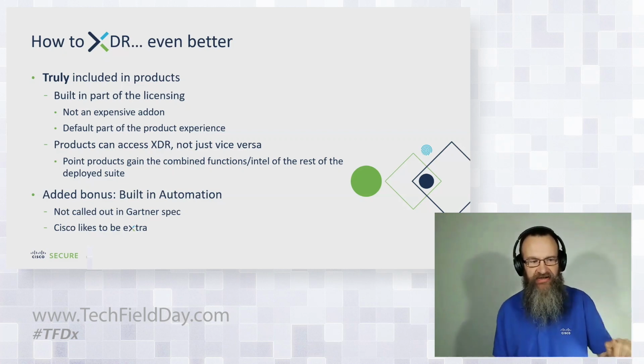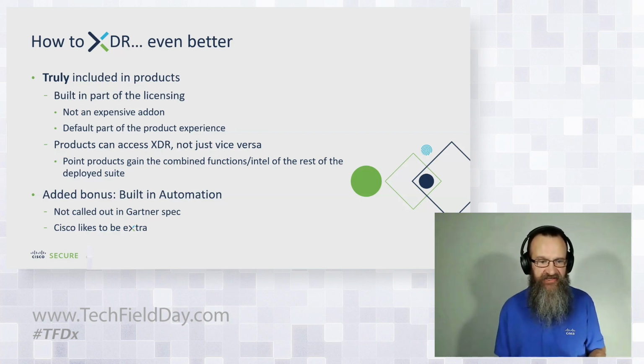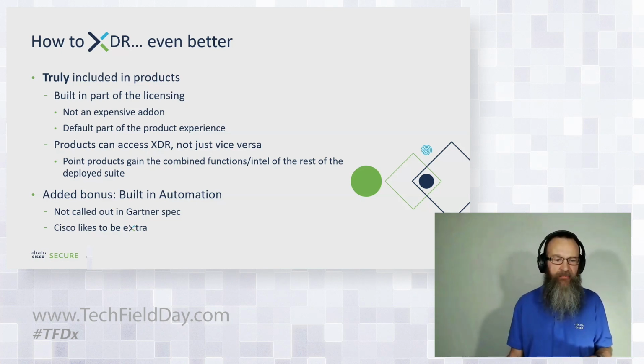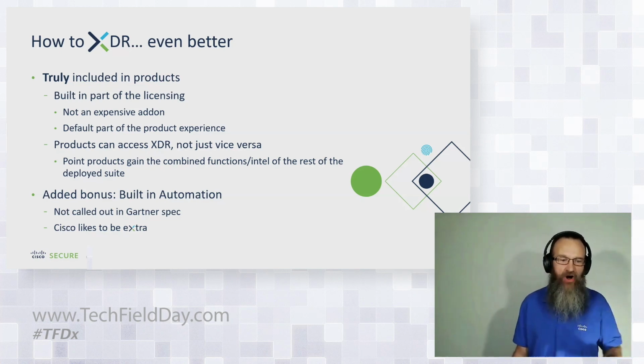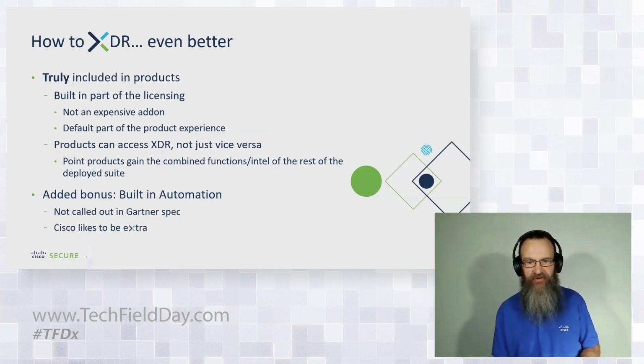What if those products could gain value from participation in the XDR ecosystem by themselves having access to intelligence from other tools? What if your endpoint could know what the firewall had seen? What if the firewall could know what was happening on the endpoint? What if they could even leverage each other's response capabilities to some extent? The point products, in turn, then gain the combined functions, the combined intelligence of the rest of the deployed suite in that way. And as an added bonus, how about built-in automation? That's not talked about at all in the Gartner spec, but Cisco likes to be extra.